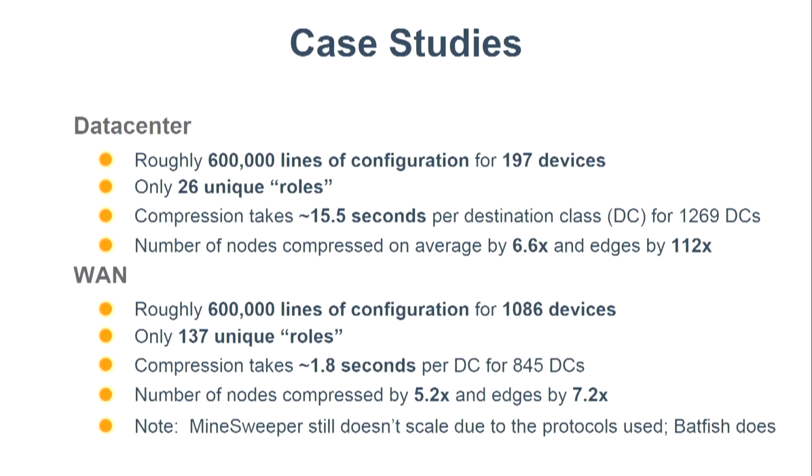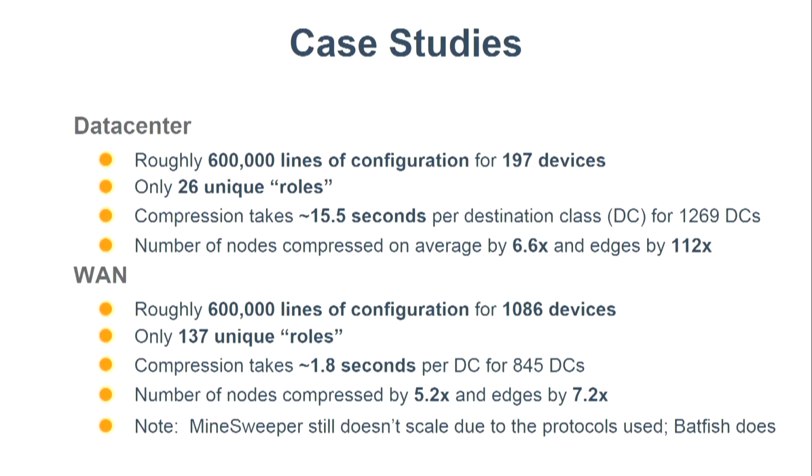We also looked at this in the context of a wide area network, which again had about 600,000 lines of configuration and about 1,000 devices. It compressed the network into about 137 different roles. The compression took about 2 seconds, and the compression ratio was about 5 times in terms of the number of nodes and 7 times in terms of the number of edges.